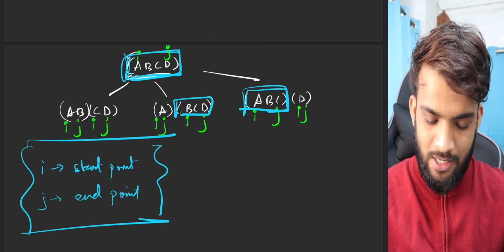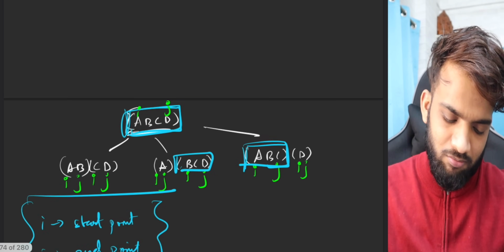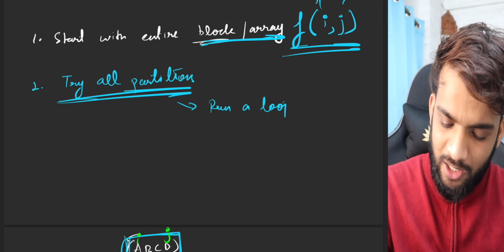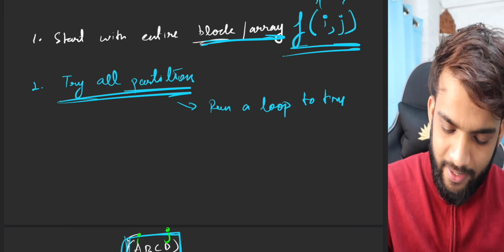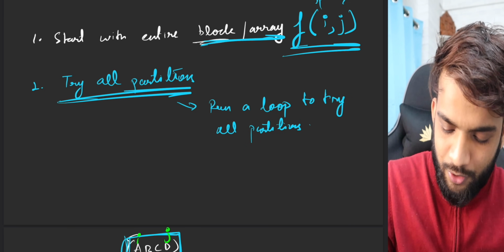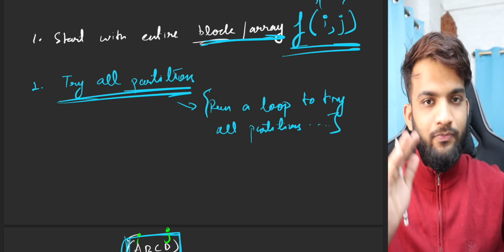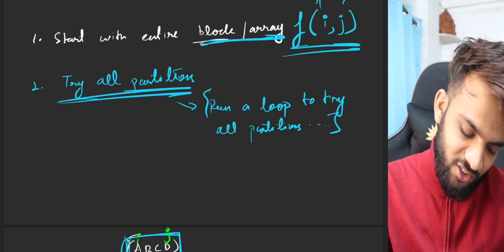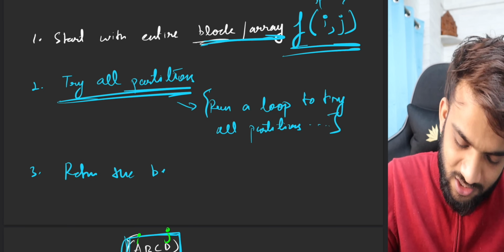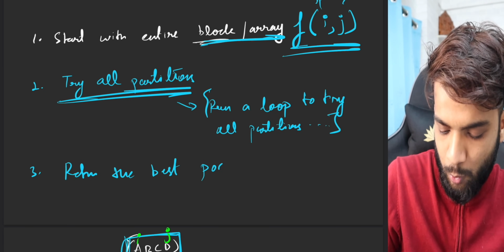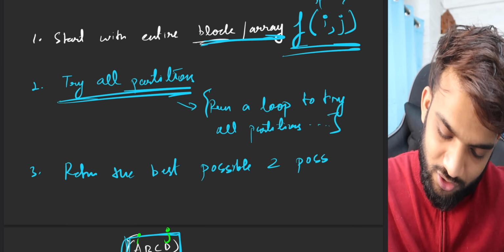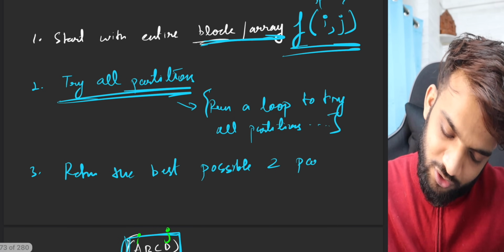So probably you can run a loop to try out all partitions. I'll explain you the loop. Run a loop to try all partitions. Remember this. Okay, makes sense. Next, 3. Return the best possible 2 partitions. What do you mean by 2 partitions?